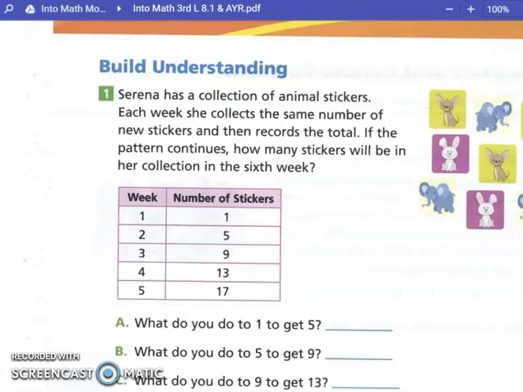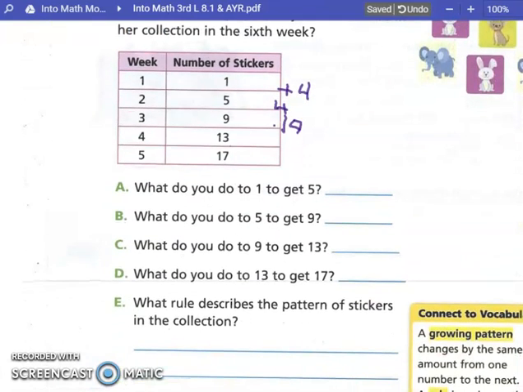She already had 1. So if she added 4, 1 plus 4 equals 5. Okay? If she adds 5 plus 4, what does she get? 9. And plus 4 equals 13. And plus 4 equals 17. So what do you do to get from 1 to 5? What did we do? Add 4. You can just put a plus 4.